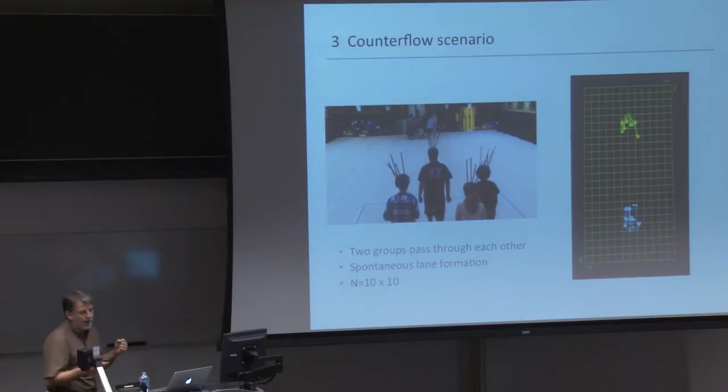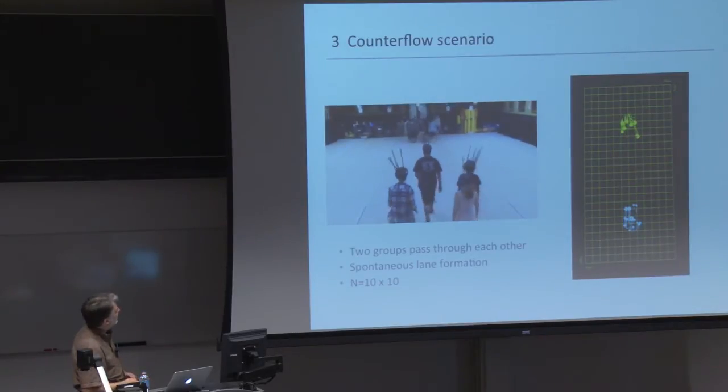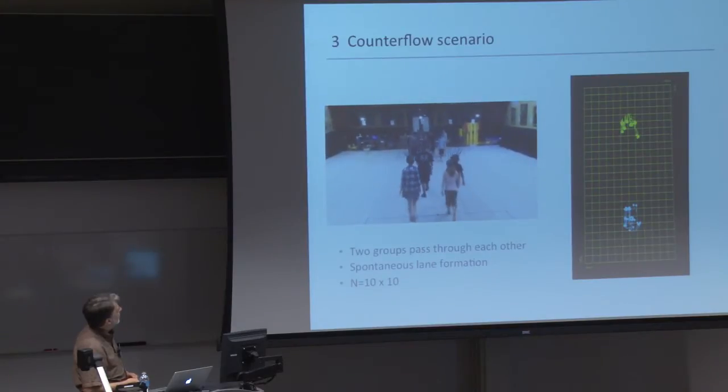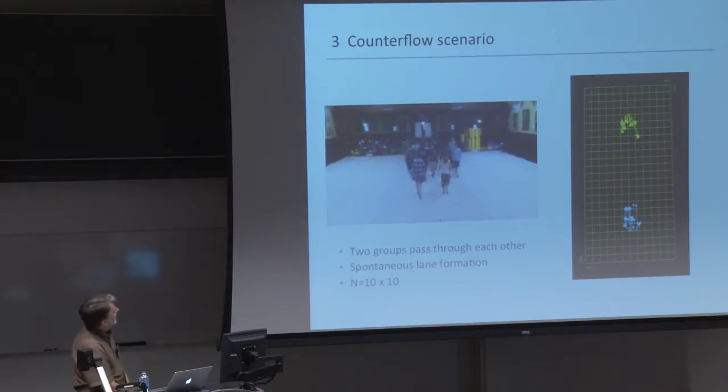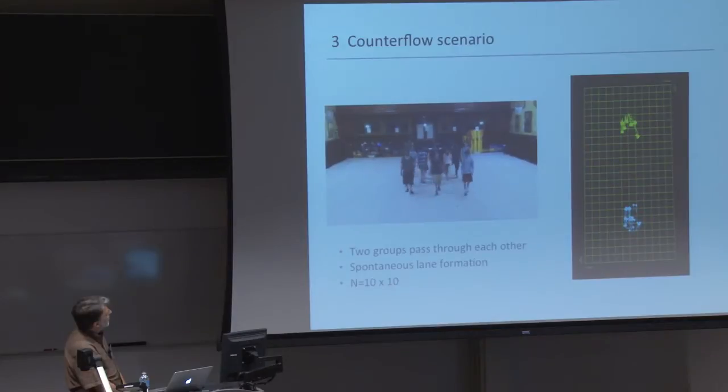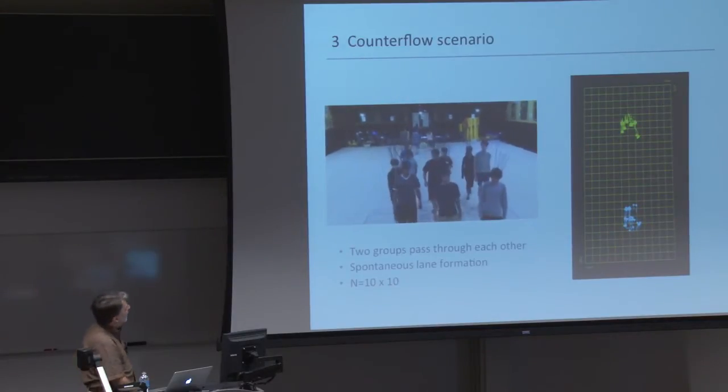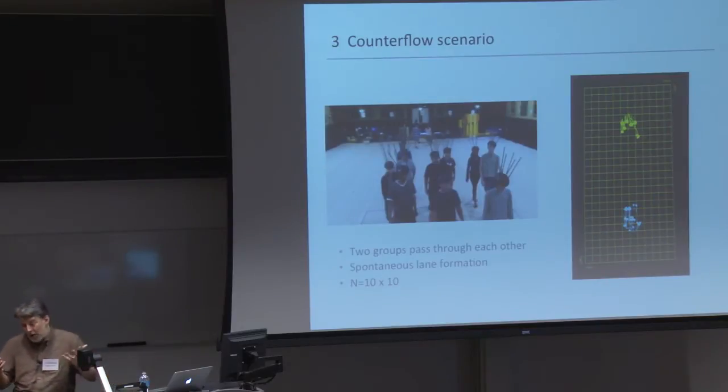So we also set up that lane formation scenario that you saw in the Shibuya crossing, where we had two groups walking toward each other and passing through each other. And so here's an example of that. They're just random groups, and they manage to get through each other. But notice these lanes form rather spontaneously and persist for a while, right? And this could result from this following behavior combined with that obstacle avoidance behavior.